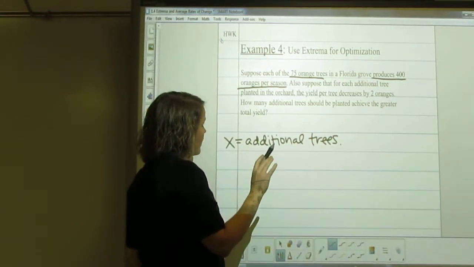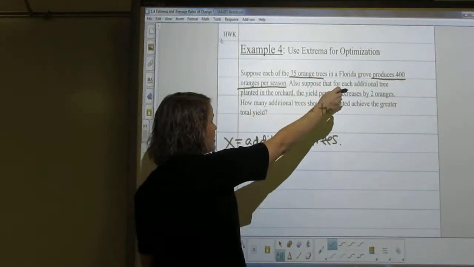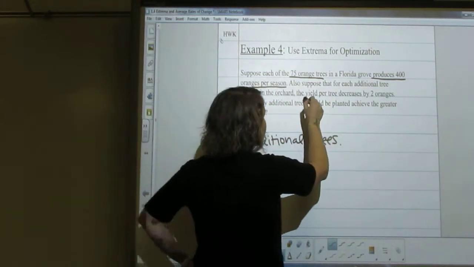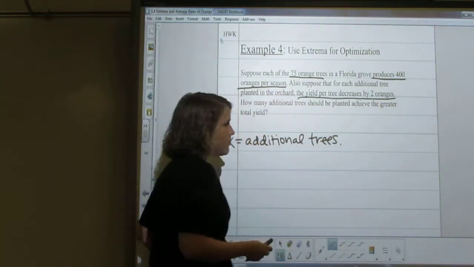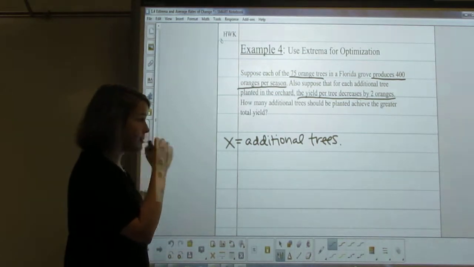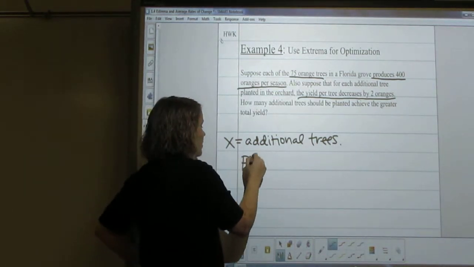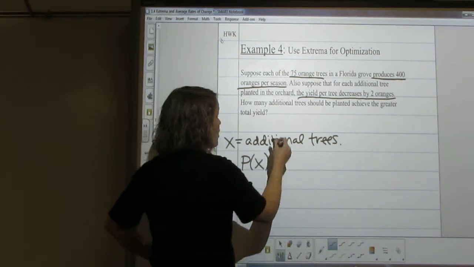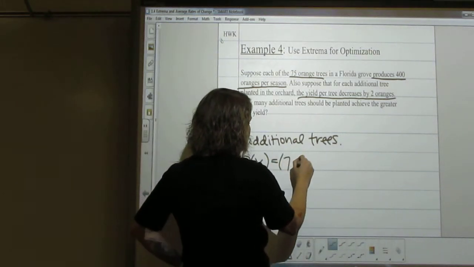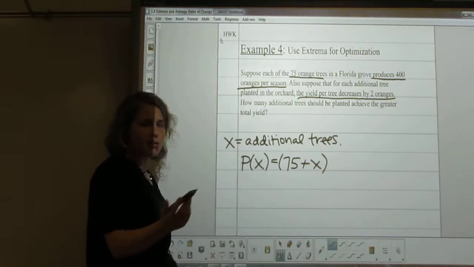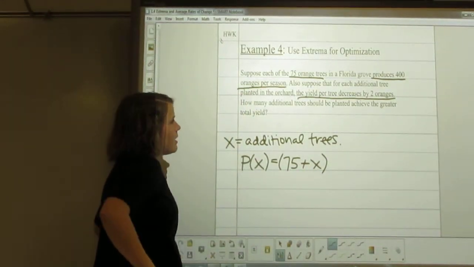But the kicker is that for each additional tree planted in the orchard, the yield per tree decreases by 2 oranges. All right, so those are the 3 bits of information that we need to take into effect here. So for our function, it's just going to be p of x. The first thing we're trying to find is how many additional trees. So we have 75 plus x, right? That's the basic thing we're trying to find.